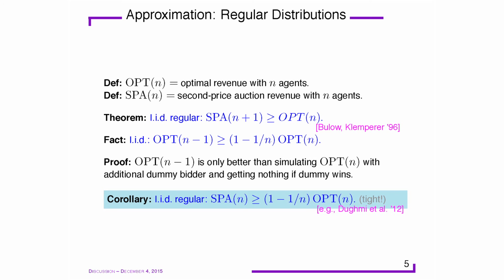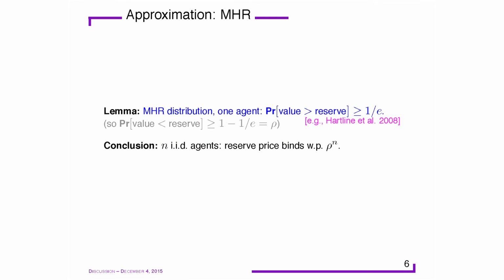What about monotone hazard rate? Here's a fact I proved in an old paper on a completely different topic. If you have one player from a monotone hazard rate distribution, then the probability their value is better than the monopoly reserve price is at least 1 over e. Meaning a constant fraction of the time they're above the reserve price, which means the reserve price is binding not very often if you have many players.